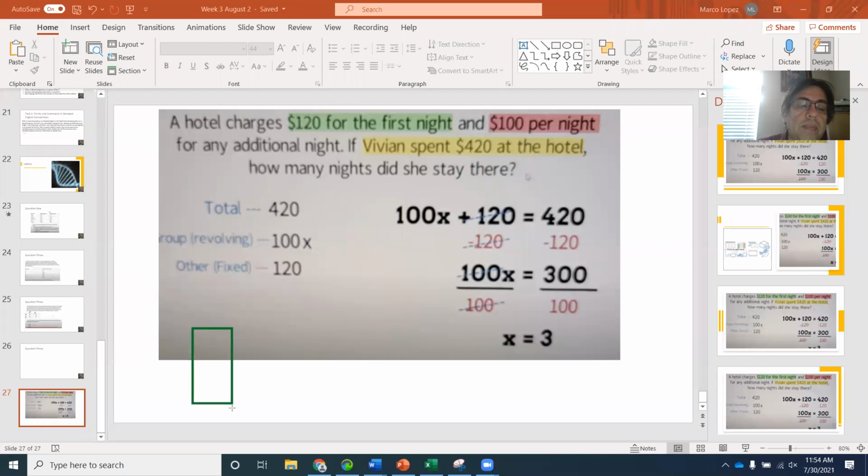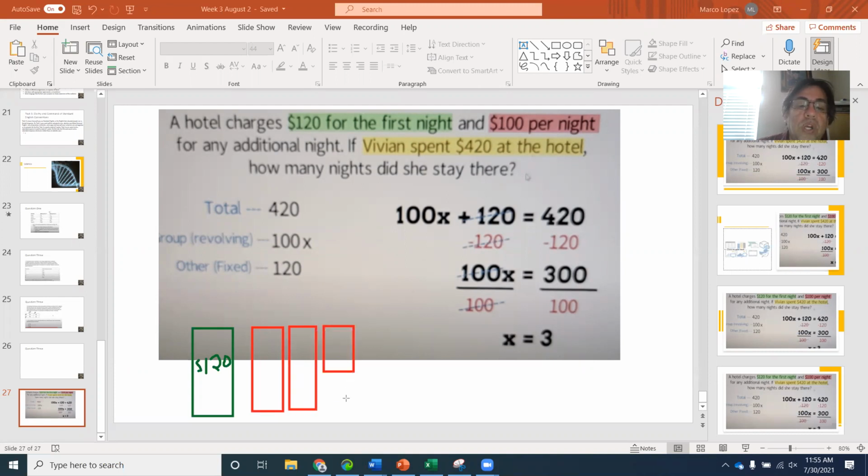See, this is one night. And that one night in green cost us $120. So I'm going to put the 120 right there. That's for one night. And then $100 per night. So every single night we're going to pay $100. But the only problem is we don't know how many nights that's going to be.